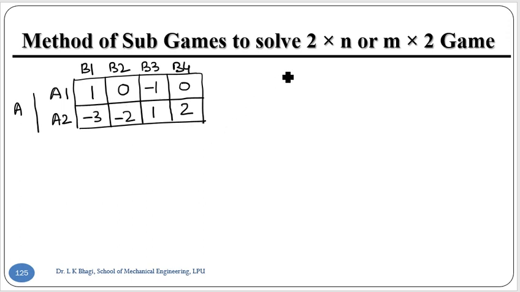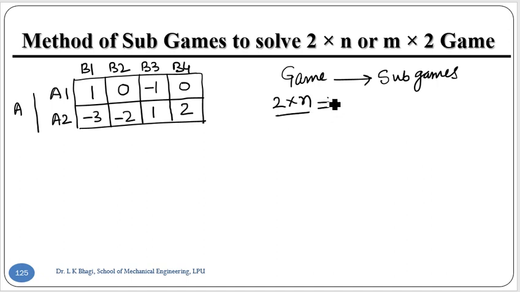And then in the sub games, basically what we have to do, we are going to use the main game payoff matrix. We are going to convert it into the sub games. Over here, it is basically a 2 cross n type of matrix. 2 cross n means we can write over here 2 cross 4 type of payoff matrix we have. So that means we are going to convert this matrix like this. I will show you.